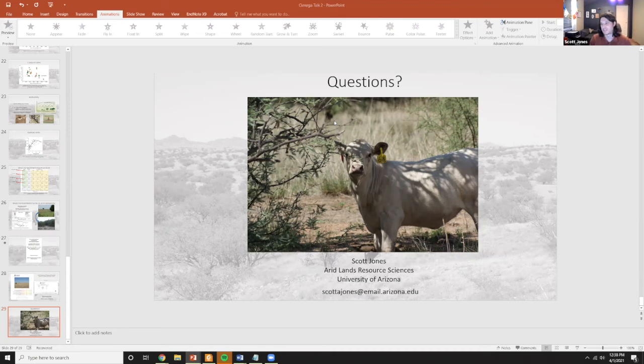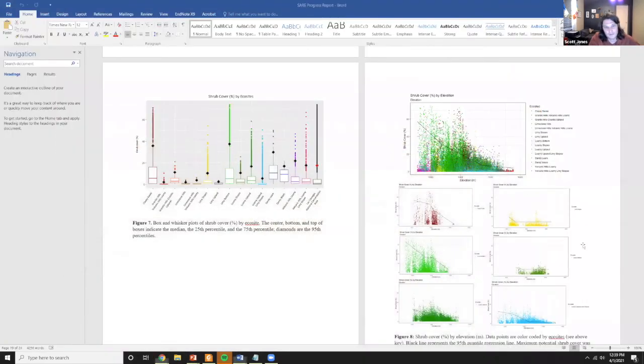I showed that to just kind of show the complexity of this issue. In the chapter we're working on, I've broken down this elevation relationship by these ecosites individually. And the one I was talking about was the loamy upland limey slope, which is that southern half of Las Cienegas. Let me see, I might have. One sec.